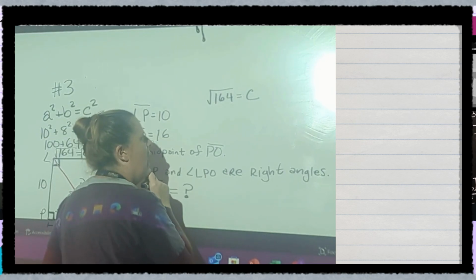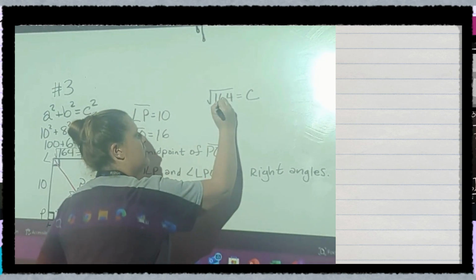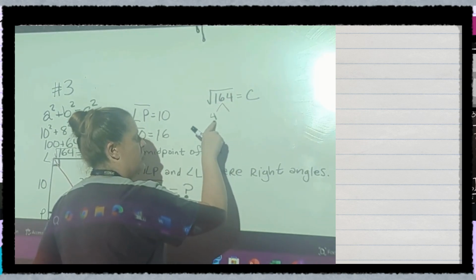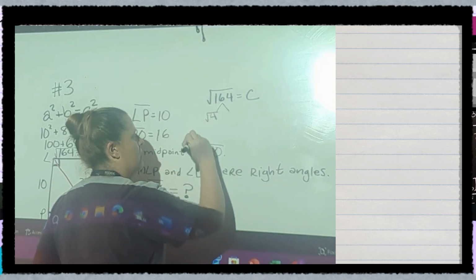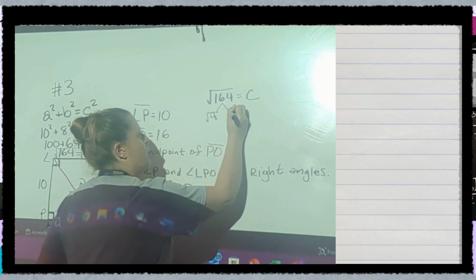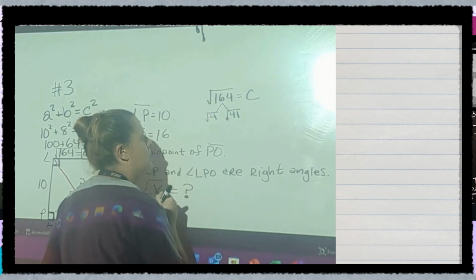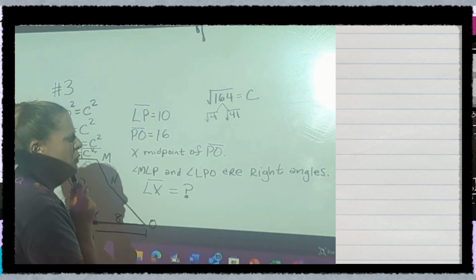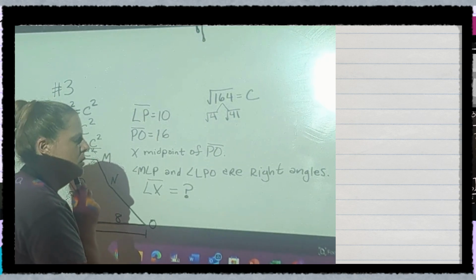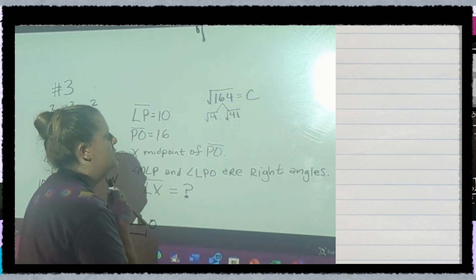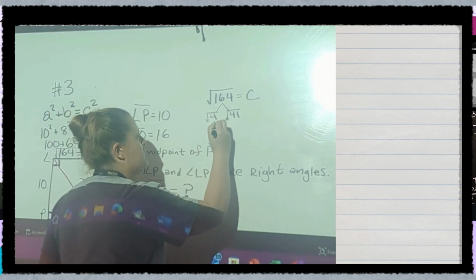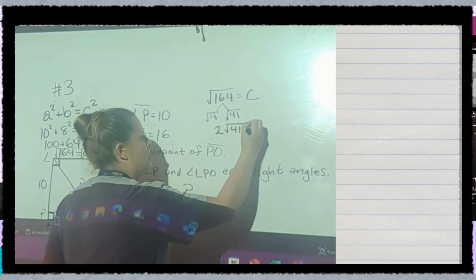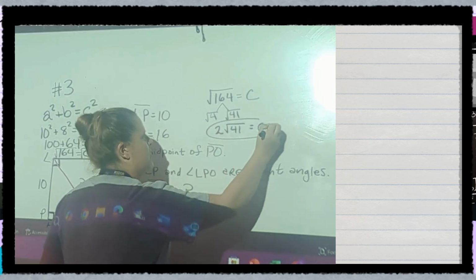Offhand, let's see, I know a 4 can go into that. So let's do our little tree. A 4, which is a perfect square, times 41, right? I believe 41 is a prime number. Nothing goes into it. So the square root of 4 is 2, and the square root of 41. I would leave it like that.